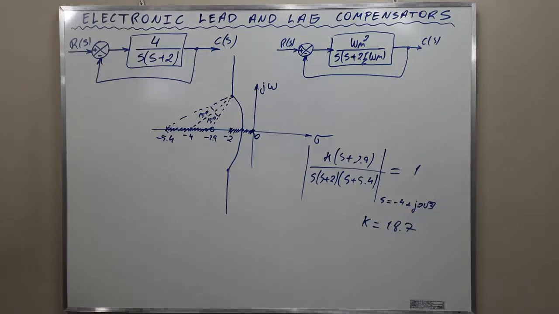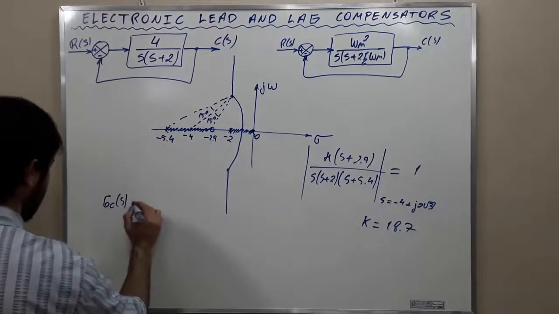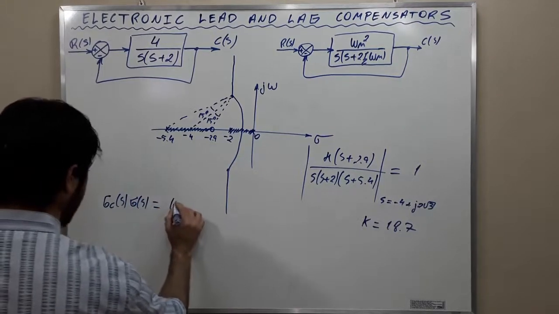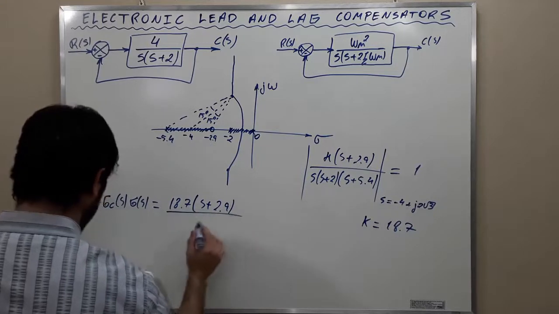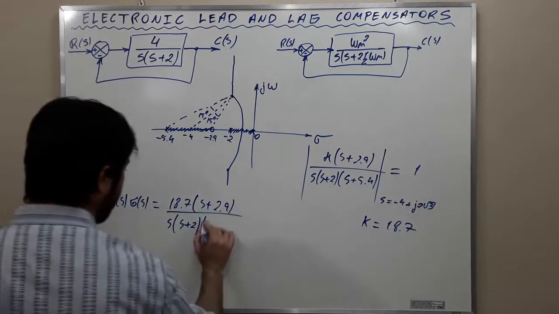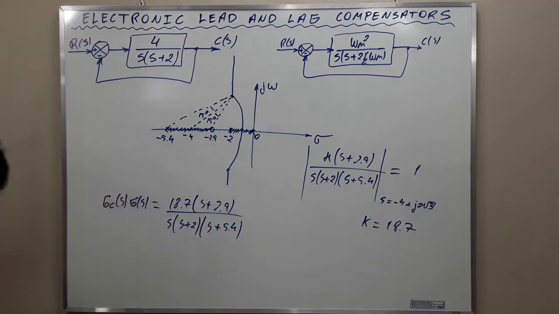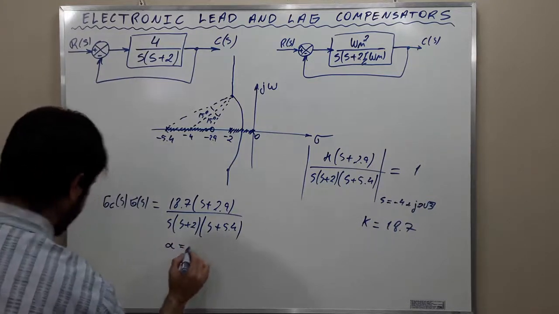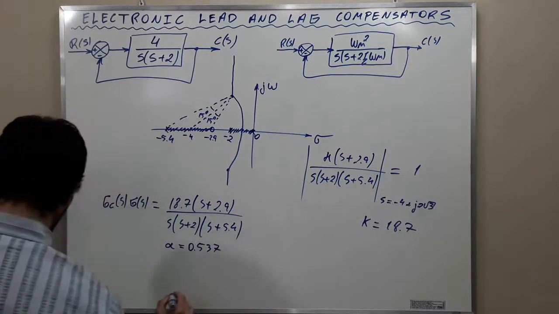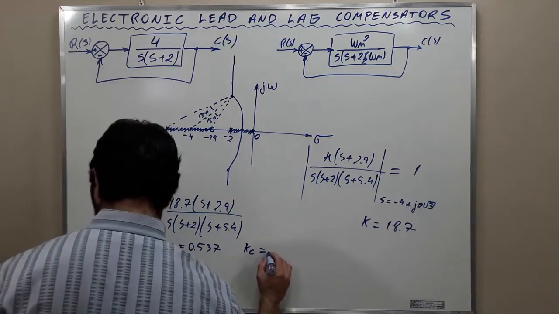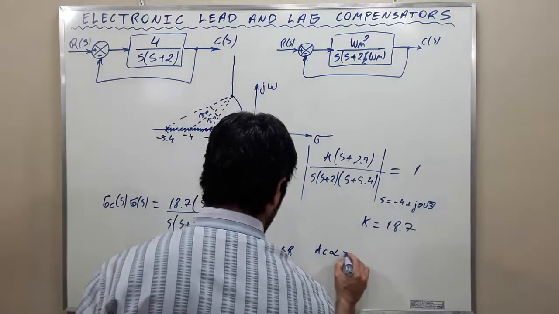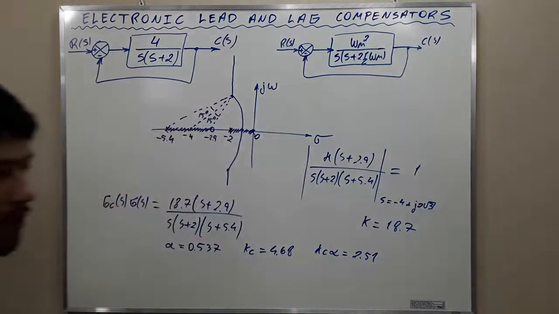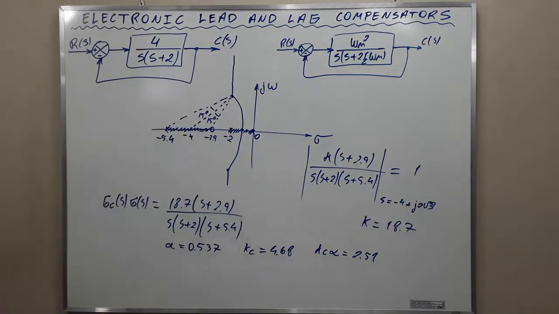And the compensated transfer function is Gc(s)G(s) equal to 18.7 (s + 2.9) divided by s(s + 2)(s + 5.4). Where alpha, as we know, is equal to 0.537, Kc equal to 4.68, and Kc times alpha equal to 2.51. We're going to use these values to find the transfer function of the lead compensator.